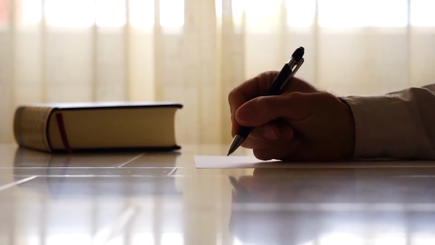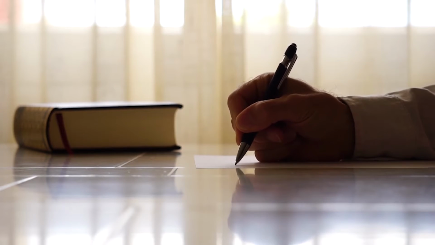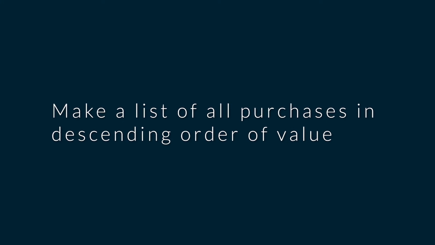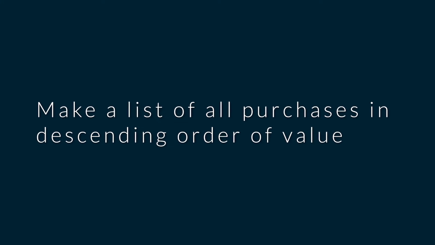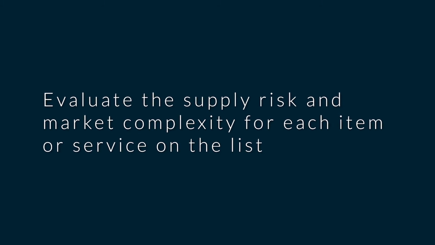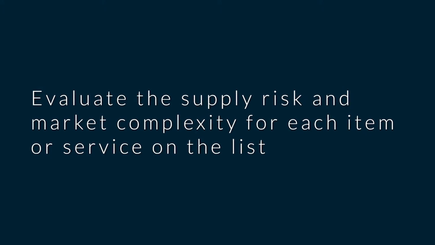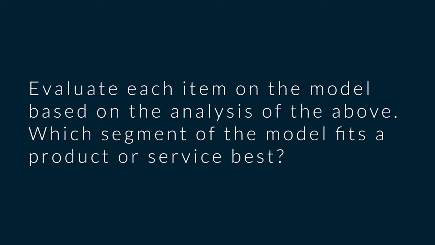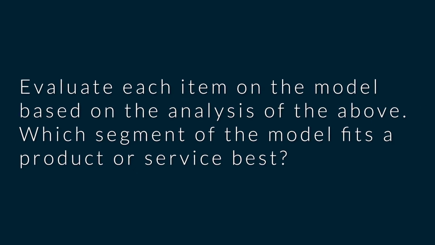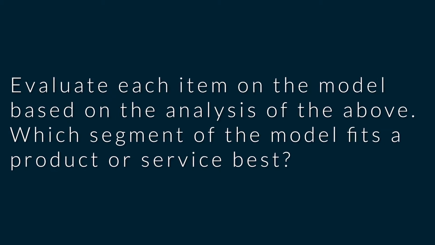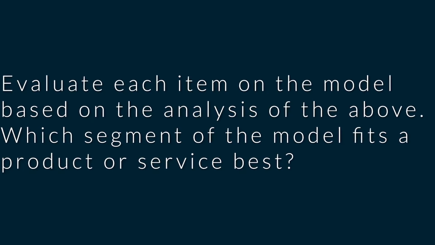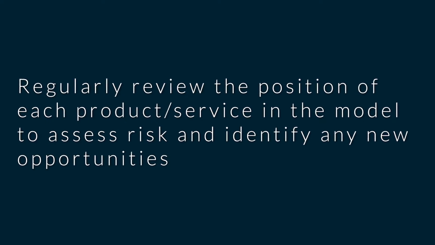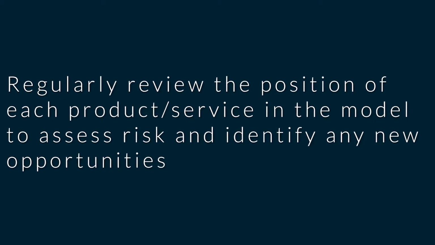So let's move on. So here are practical steps in order to carry out the segmentation analysis. Number one, make a list of all purchases in descending order of value. Number two, evaluate the supply risks and market complexity for each item or service on the list. Number three, evaluate each item on the model based on the analysis of the above. Which segment of the model fits a product or service best? And four, regularly review the position of each product or service in the model to assess risk and identify new opportunities.